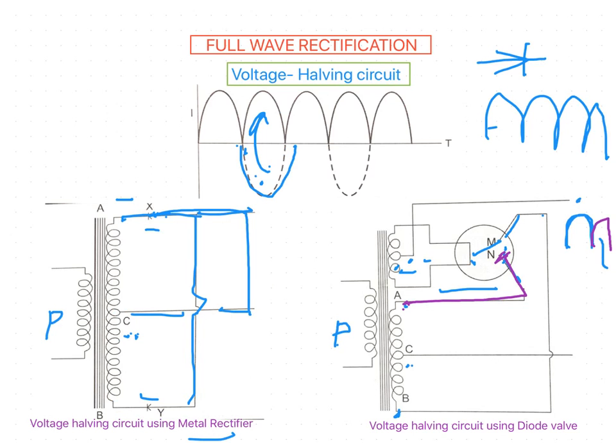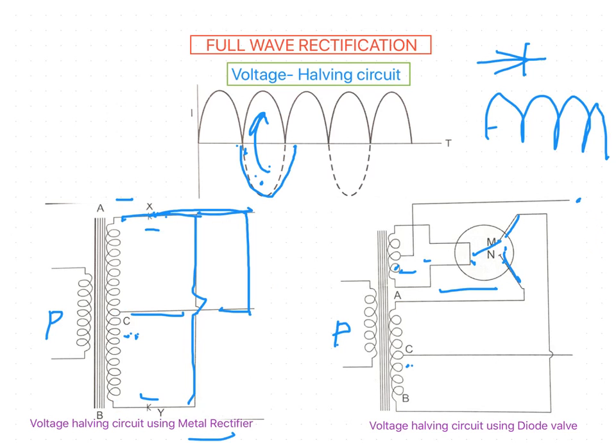Okay, these are the circuits which are used to rectify alternating cycles of the alternating current into the same direction, leading to unidirectional uninterrupted pulsated currents, which is called full wave rectification. Okay, now another method is there for full wave rectification.